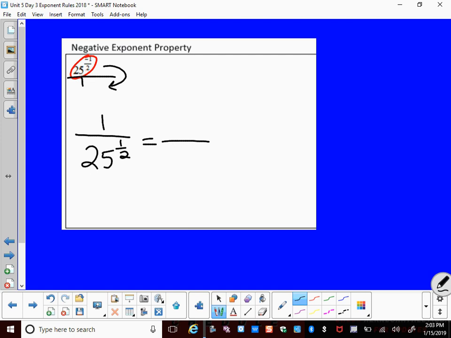What is 25 to the power of 1/2, which is also the square root of 25? 5. That is your answer. This will make more sense when we have variables, like the next one.